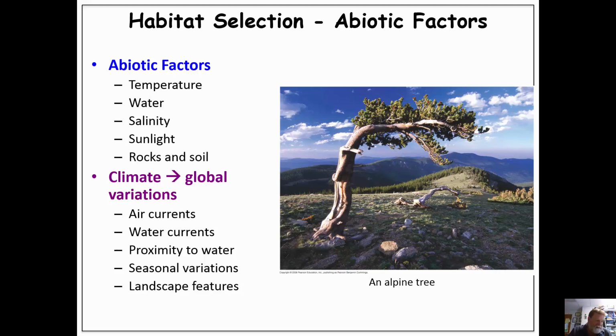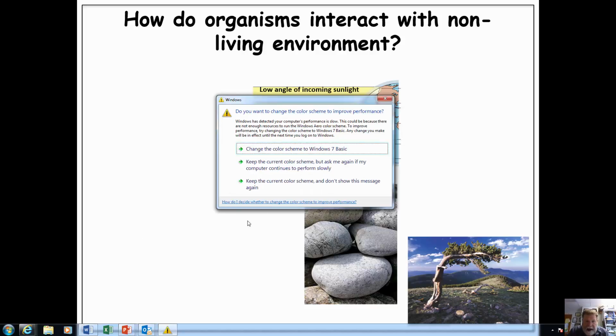But basically, in this introductory lecture, all you need to know about are the biotic and abiotic factors that affect the growth of organisms. Again, we see an alpine tree here that's being greatly affected by its particular environment. Abiotic things that affect the growth and the distribution of organisms include temperature, water, salinity, sunlight, your rocks, and what your soil is. Again, in terms of climate, these global variations are going to be affected by air currents, water currents, the proximity of an organism to water, the seasonal variations, and your landscape features. These are all things that you need to be able to discuss or identify in class.